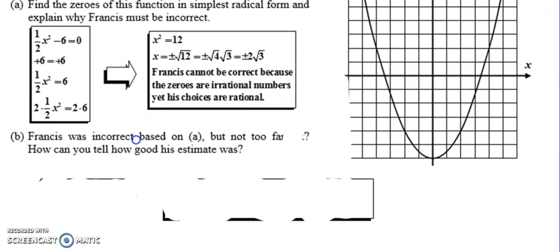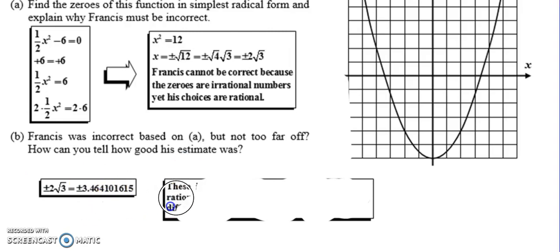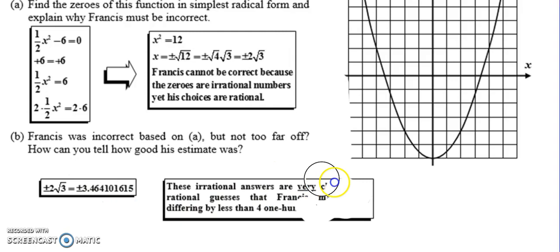Francis was incorrect, but by how far off? So you should be able to tell me the decimal approximation of this. So go ahead in your calculator and find out what this would equal. So hit pause and do that. And when you put that in your calculator, you should have got 3.4641 and so on. So that was really close to his guess of 3.5. So he was close, just a little bit off. All right, hit pause if you need to write that stuff in.